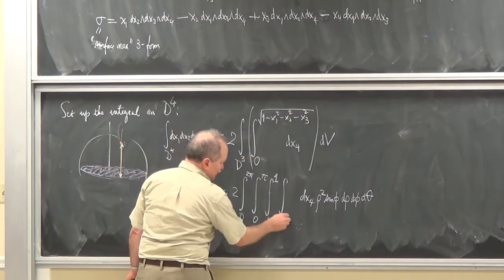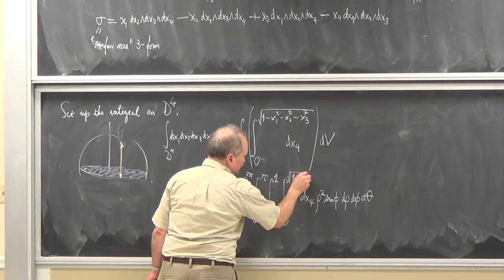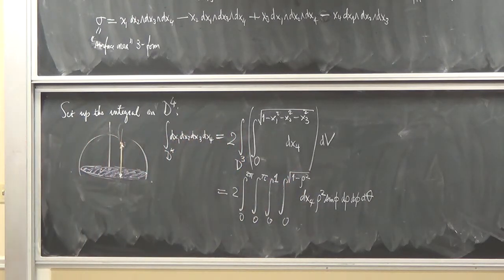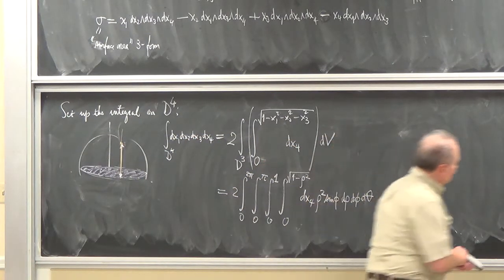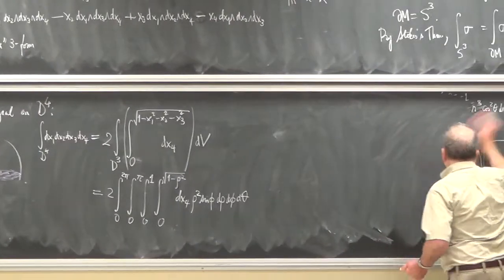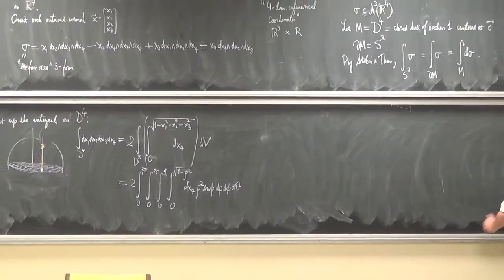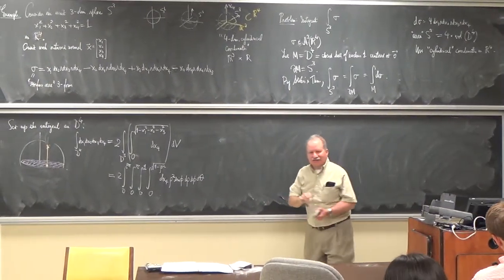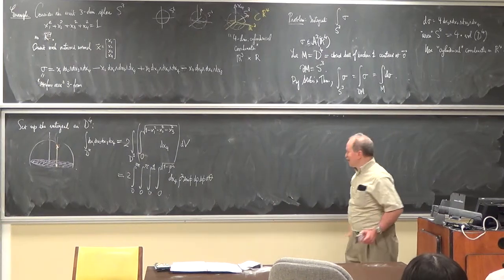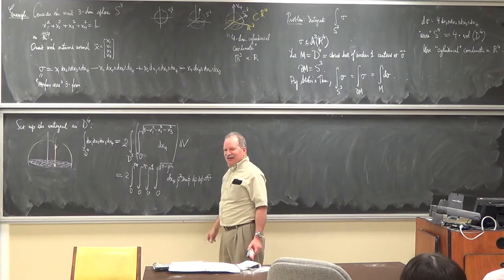And then zero to square root of 1 minus rho squared, dρ comes out. Okay. Everybody got it? I assume you all have the answer by now. Most of this is easy, but there's going to be something that isn't.